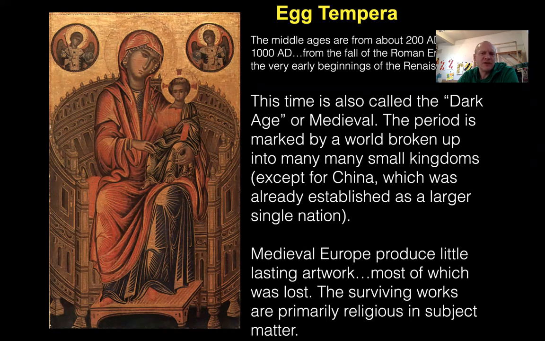Dark Ages, medieval, marked by a world that's broken up into kingdoms, essentially, but for China, which was already established as a larger single nation. Good to note that medieval Europe produced little lasting work. Most was lost. Surviving paintings are usually religious in subject matter.